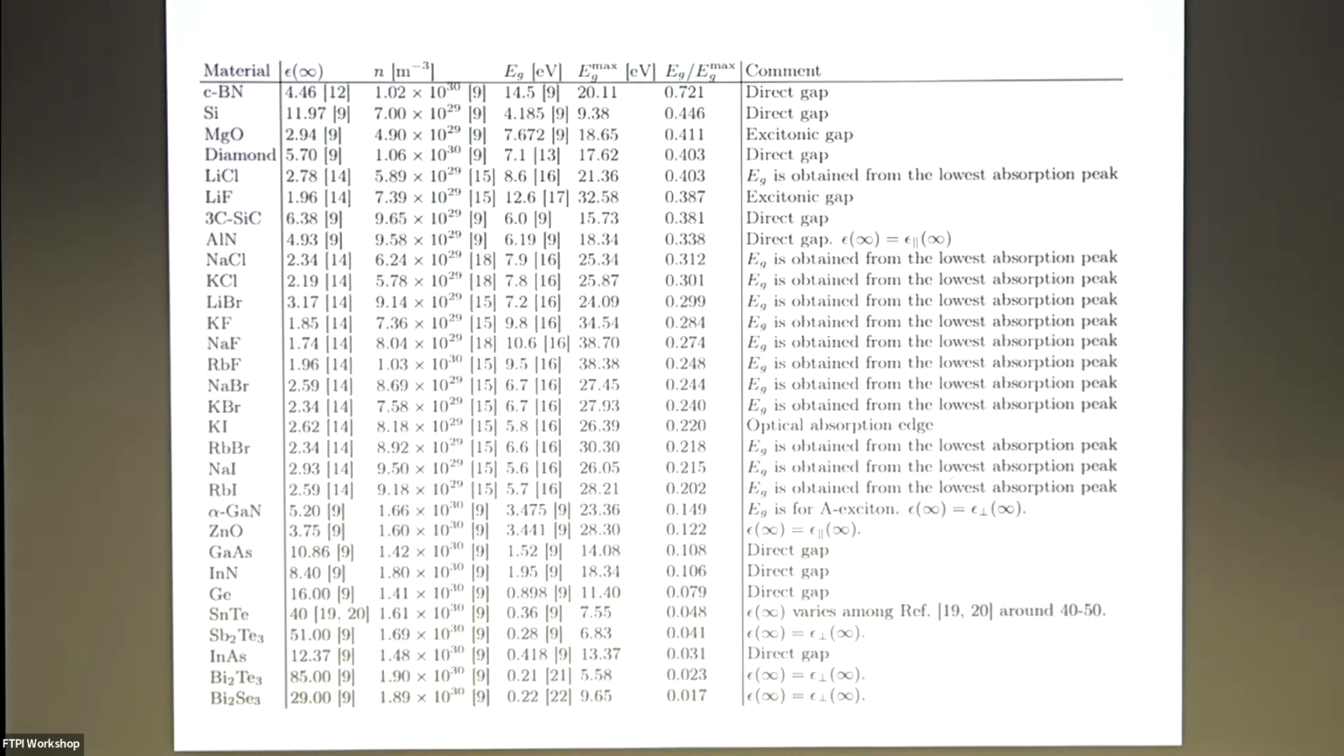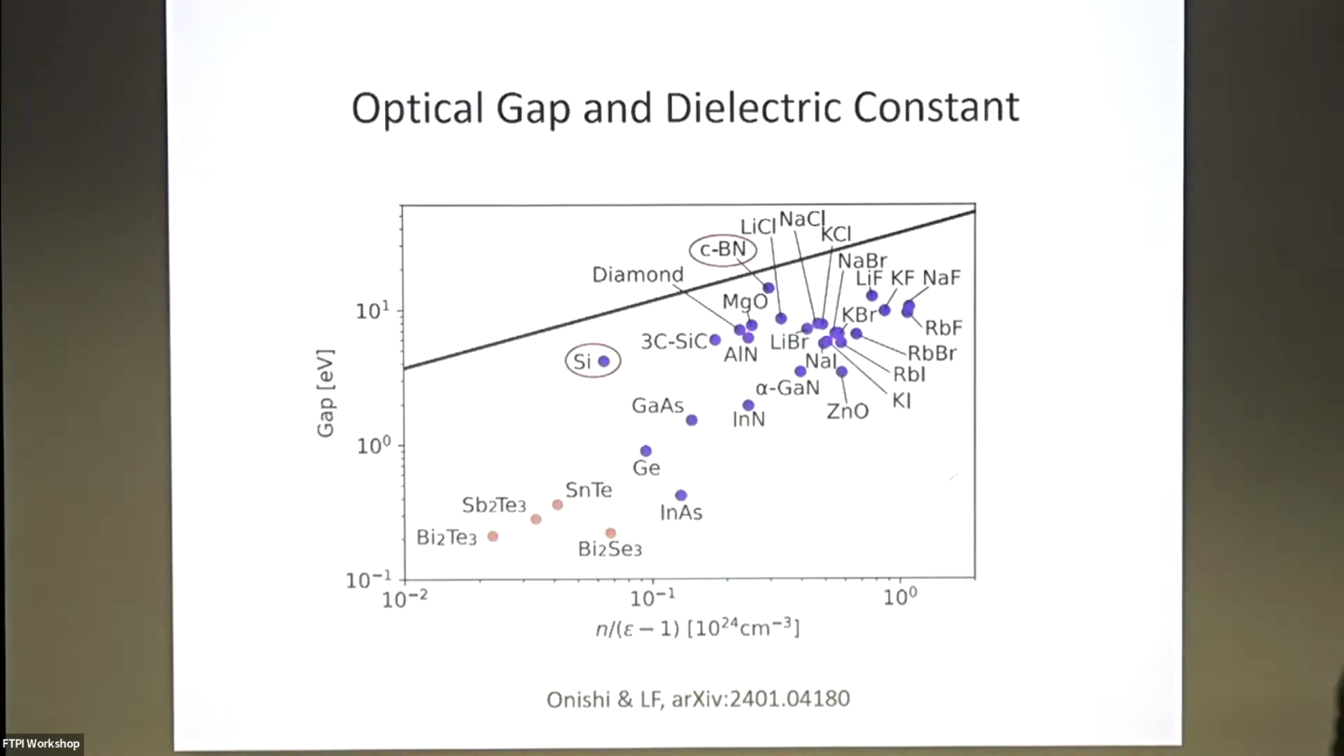For example, in silicon, a very important material, the measured gap is already 44% of the bound. It's actually pretty good. But the best is silicon nitride. In this case, the measured gap is over 70% of the bound. This is a plot of the measured gap for various materials as a function of the density divided by epsilon minus 1. And our gap bound in this log plot is the black line, the linear line.